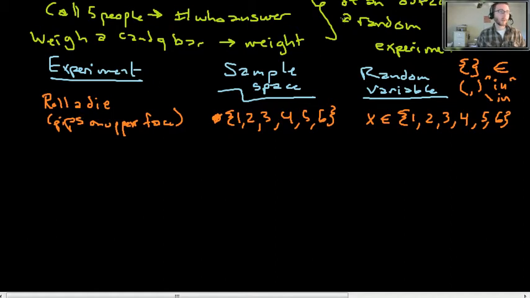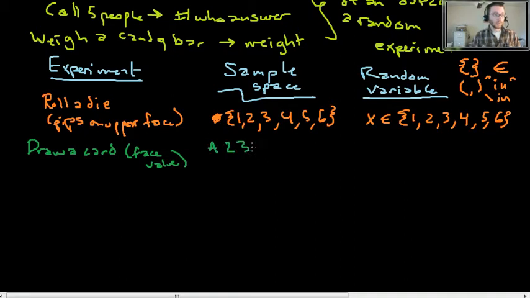All right, now let's consider another experiment. What if we wanted to draw a card? Well, cards have all sorts of values, right? There's the suit and the face value. In this case, in order to assign a number to it, we're just going to refer to the face value of the card. Now, in a normal deck of playing cards, this face value can take a number of different values. In particular, it can take ace, 2, 3, 4, 5, let me put these set brackets here, 5, 6, 7, 8, 9, 10, jack, queen, or king.